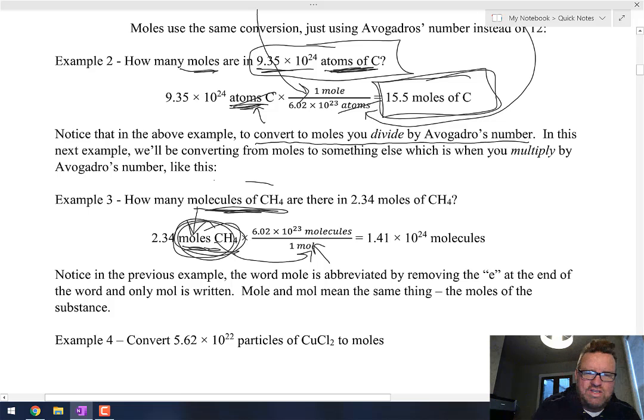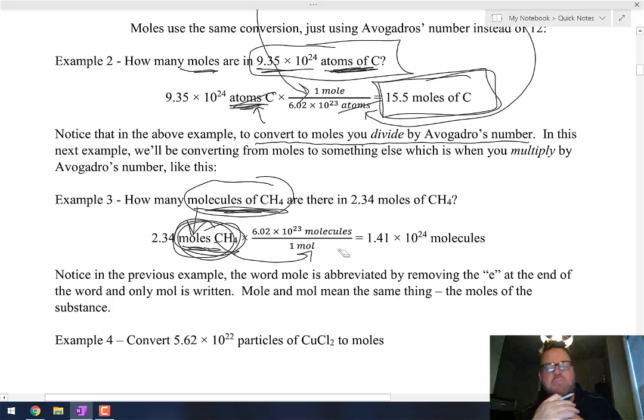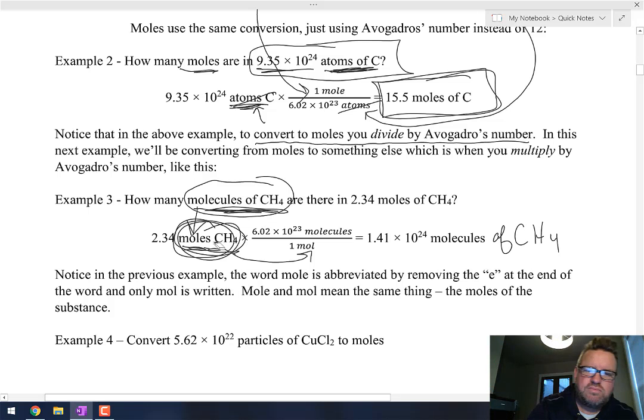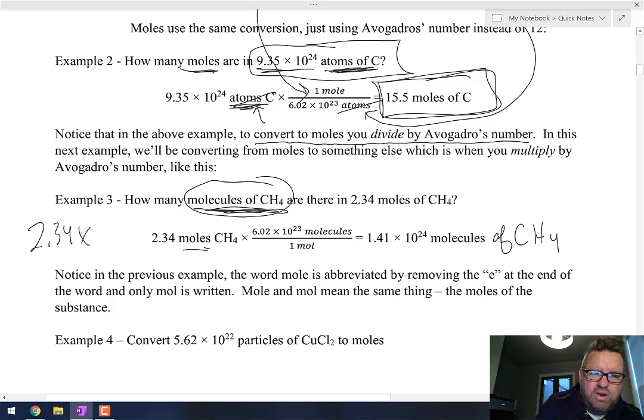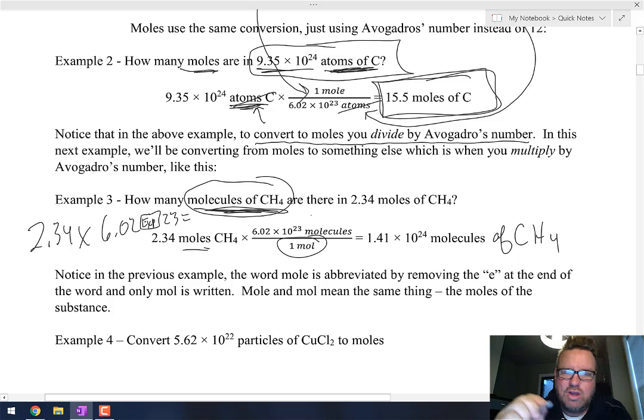So in this case, since they're asking us for molecules of CH4, 1 mole equals 6.02 times 10 to the 23rd molecules of CH4. Okay, and you could even add that here on the end, molecules of CH4. So again, when I put this in my calculator, I'm going to go 2.34 times 6.02 and then exponent 23, and then I'm just going to hit equals. The ones you can basically ignore. If you divide by 1 or multiply by 1, you end up getting the same thing.